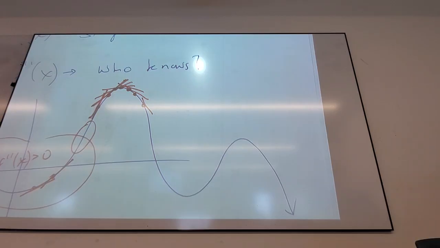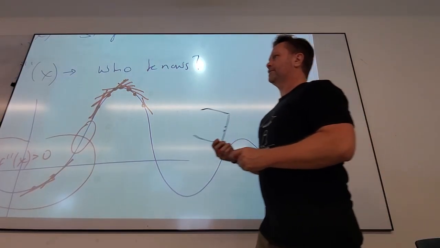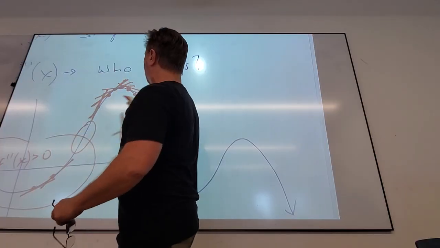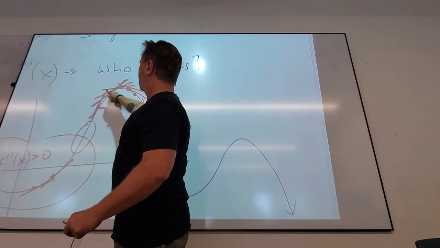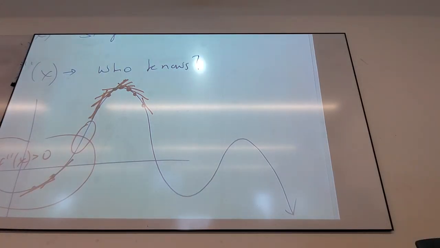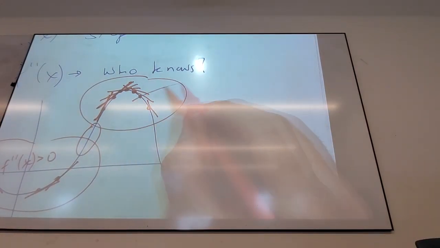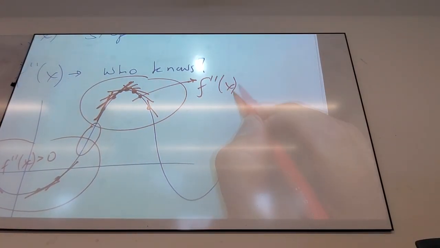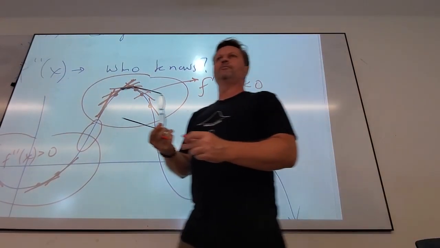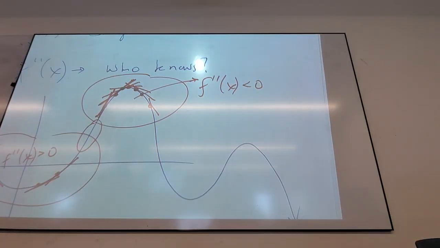Decrease. Is it getting bigger or smaller, my slope? Smaller. And of course, this whole region, this weird, stringy part. This is where F double prime is less than 0. And what does it look like? It looks like a frown, everybody. Do you see that? So we're connecting the mathematical interpretation of F double prime with the visual.